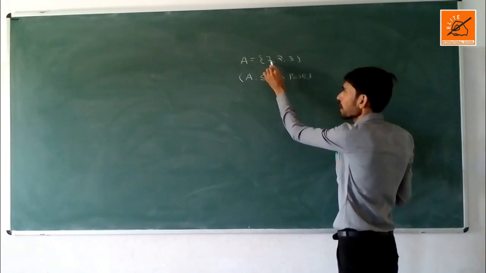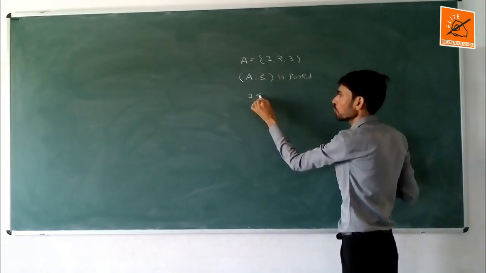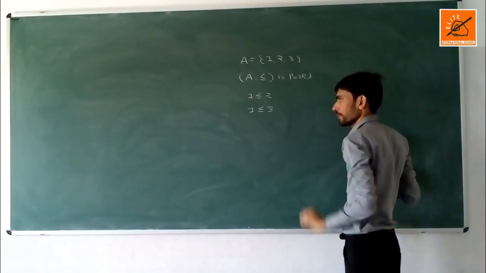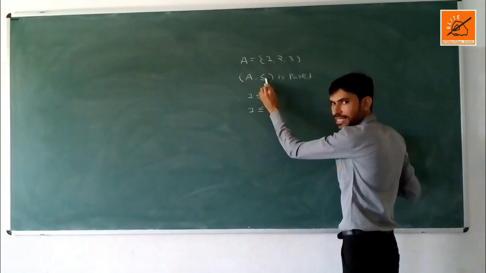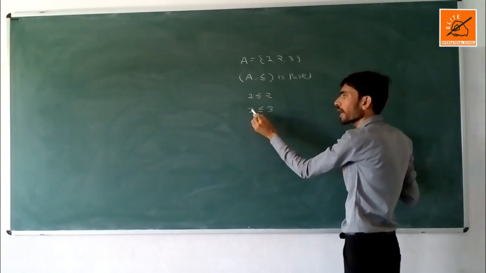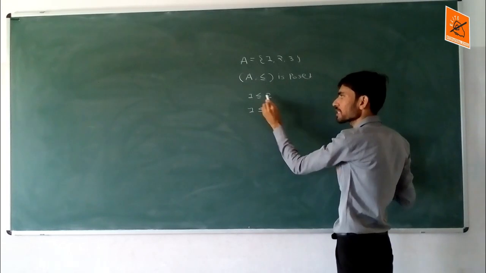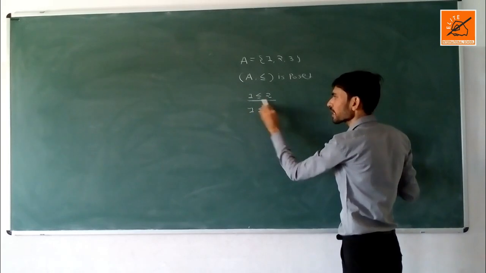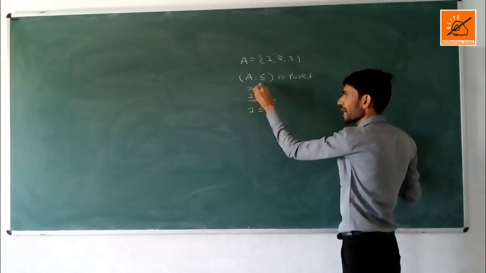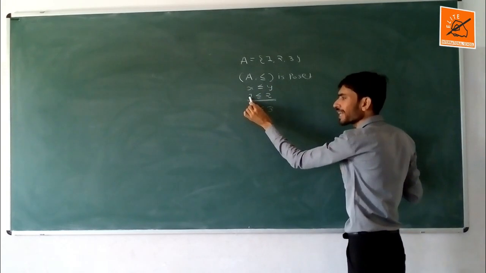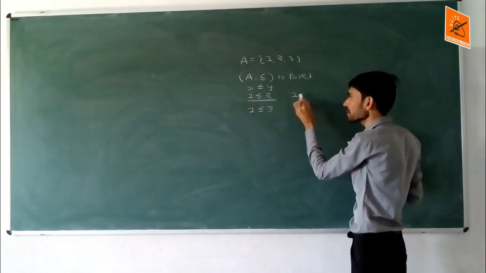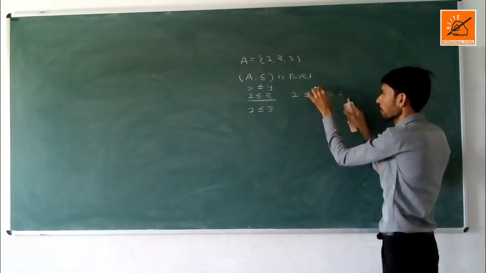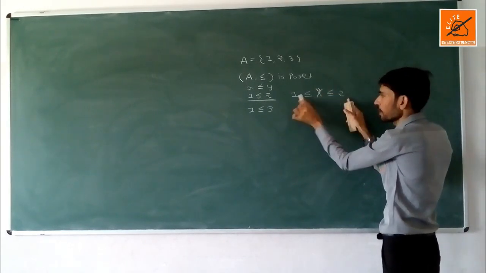Now see here, 1 is related with 2 and 3: 1 is less than or equal to 2, and 1 is less than or equal to 3. Our relation is less than or equal to, so 1 is related with 2 and also related with 3. In the first case, 1 is directly related with 2. Here there does not exist any element between 1 and 2.